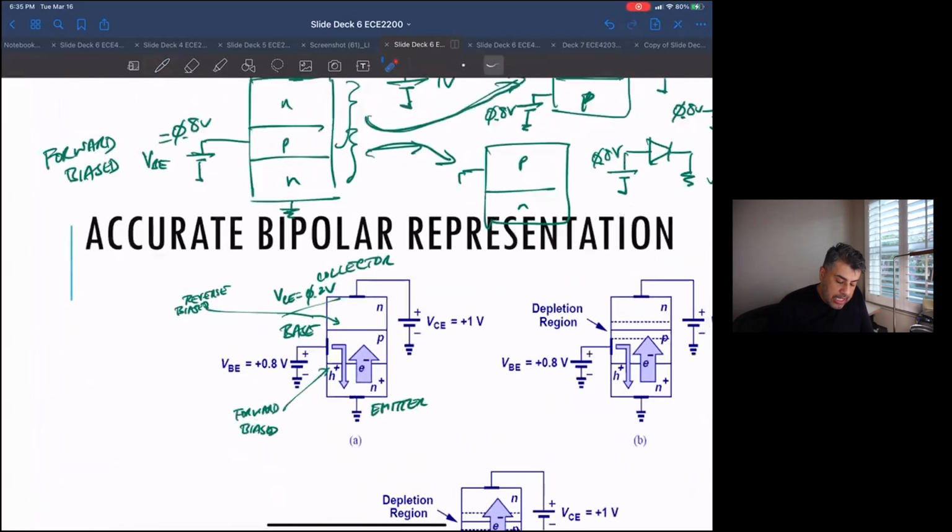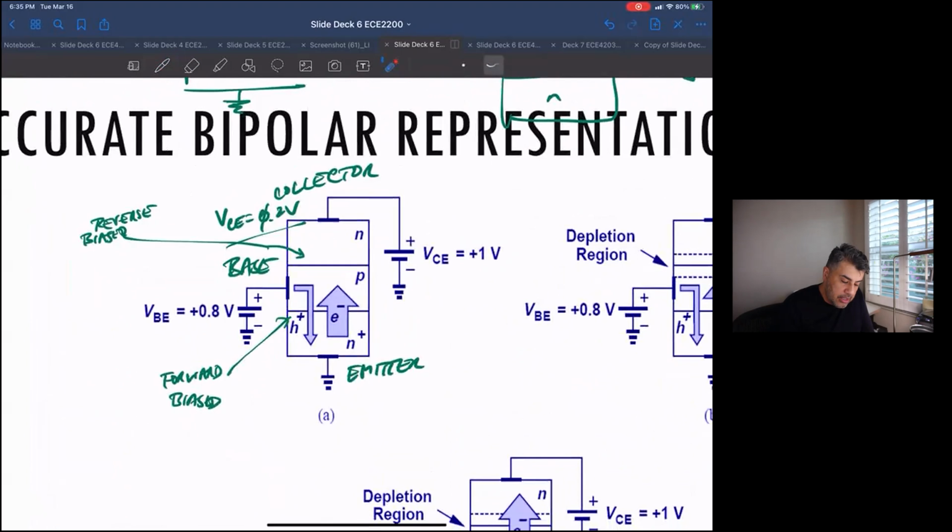Now let's say I inject a current of holes into the base from my input. This current is going to go into the N plus.